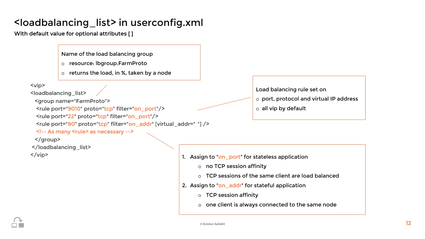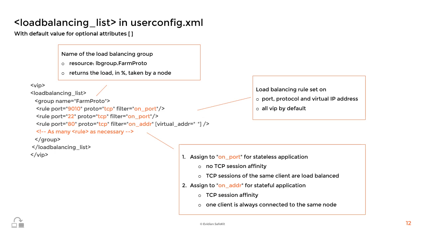The filter on port means that the filtering will be made on the client TCP port. In this case, the TCP sessions coming from a same client can be load balanced between nodes. We are in the case of a stateless application with no TCP session affinity.